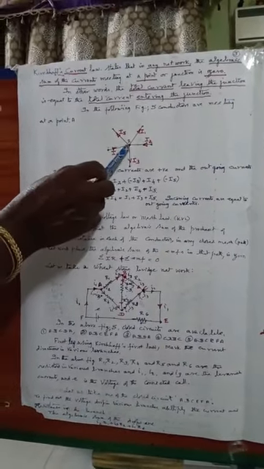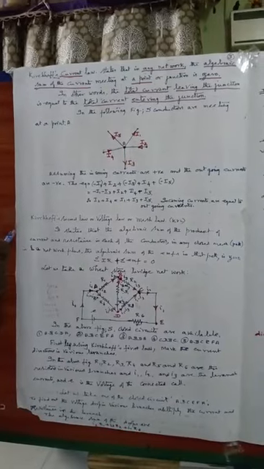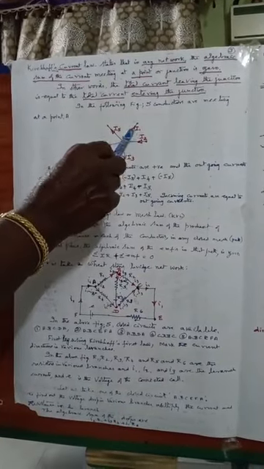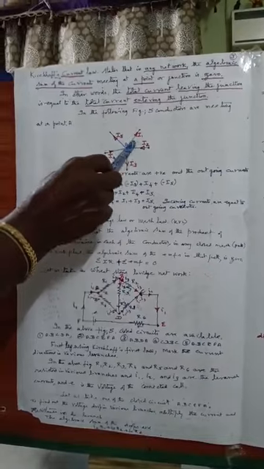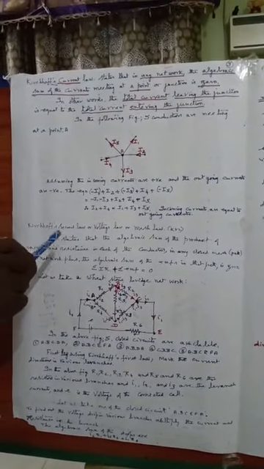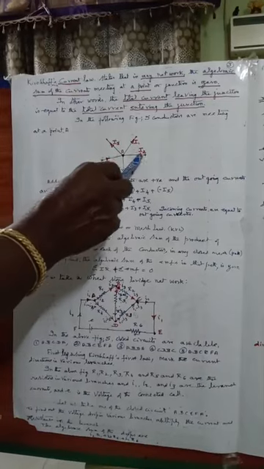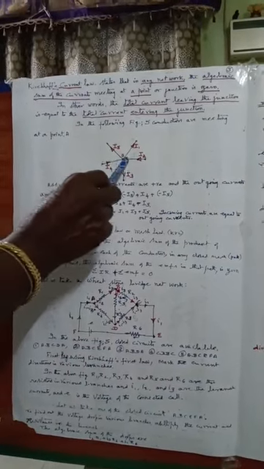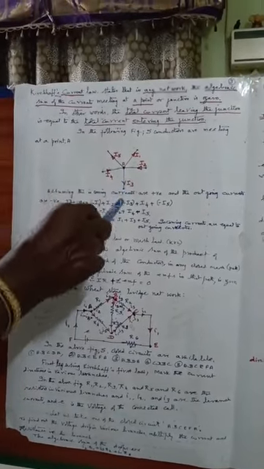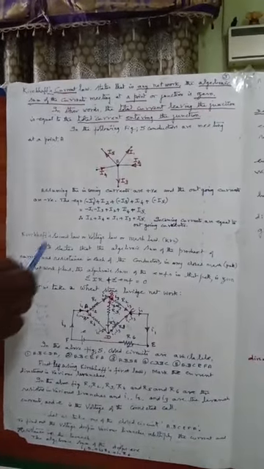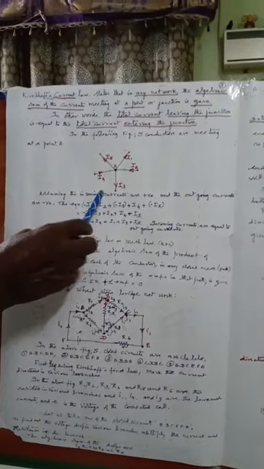Just see the figure here. A is the junction, and I1 as well as I5 are the currents leaving the junction. Similarly, the currents I2 and I4 are entering the junction. I3 is also leaving. So the current leaving the junction is equal to the current entering the junction.